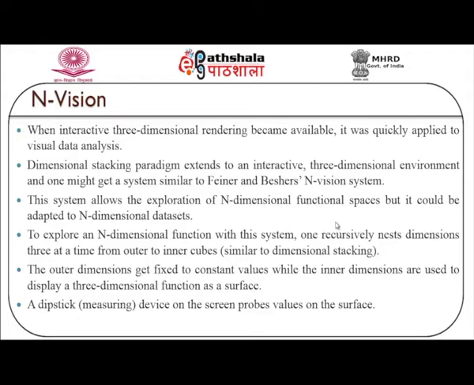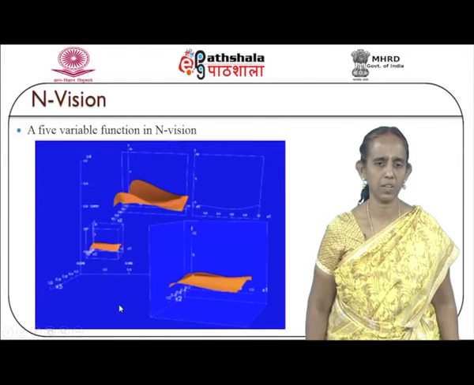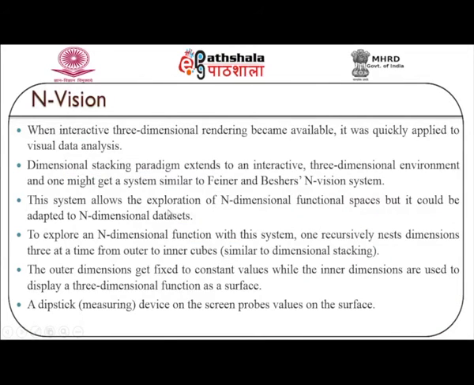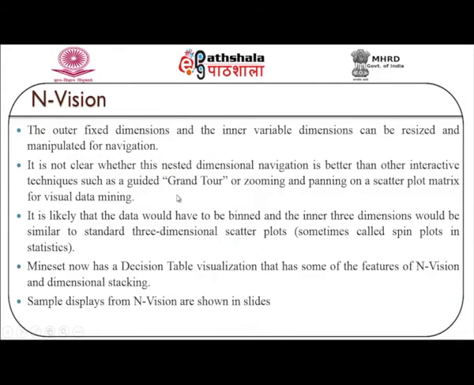The outer dimensions get fixed to a constant value, while the inner dimensions are used to display a 3-dimensional function surface. A dipstick device on the screen probes the values on the surface. So this is Envision, where a 5-variable function is being represented. There is an interactive stick, also called a dipstick or measuring device, that helps us learn the information available on the screen. The outer fixed dimensions and the inner variable dimensions can be resized and manipulated for navigation.